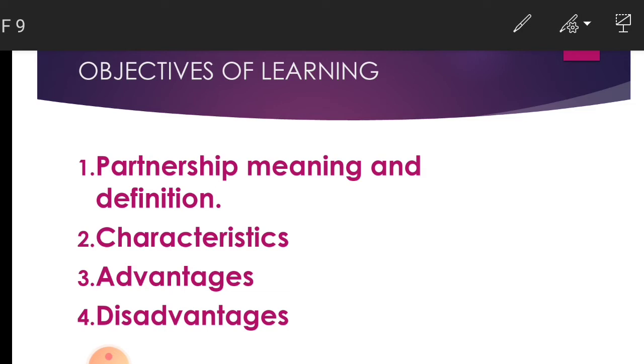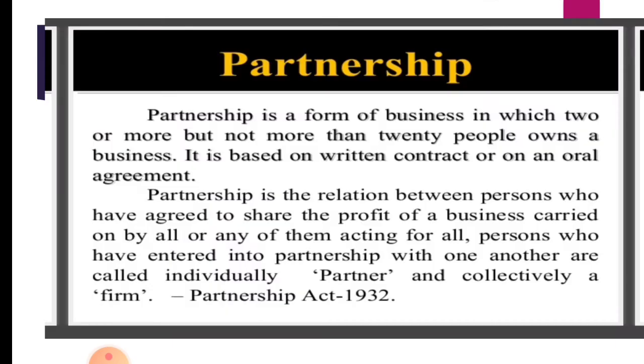So, objectives of learning this particular division. We'll be seeing about partnership meaning and definition, characteristics, advantages, and disadvantages. Let us see what is the meaning of a partnership firm. A partnership firm is a form of business in which two or more, but not more than 20 people, own the business. Look at the numbering there.